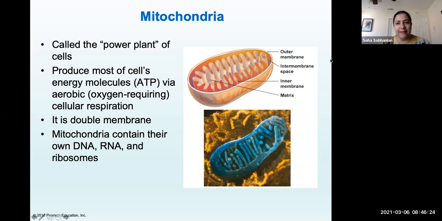Can your cell live without a mitochondria? The answer is no, because if I take mitochondria away, what am I taking away? What capacity am I taking away? Be careful, guys. It's not just ATP, it's the capacity to make ATP, right? Because it's not the usage of ATP. So it loses the ability to make its own ATP or energy. So it's losing its power plant, basically.